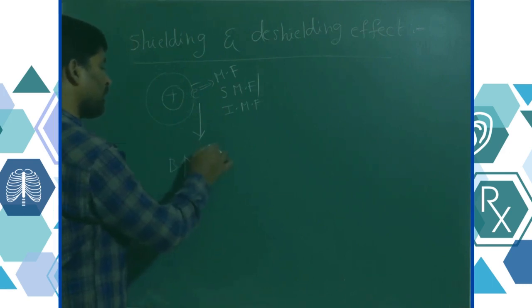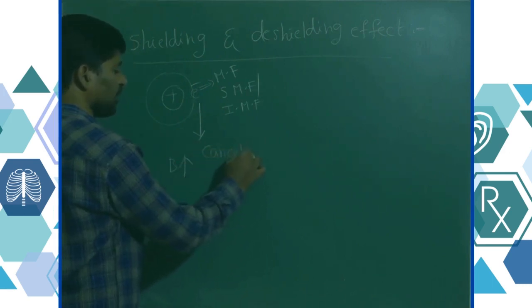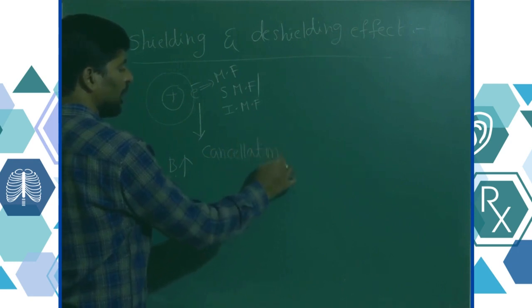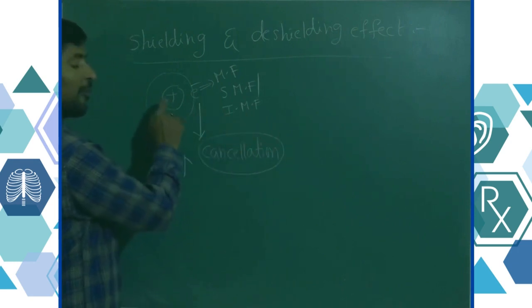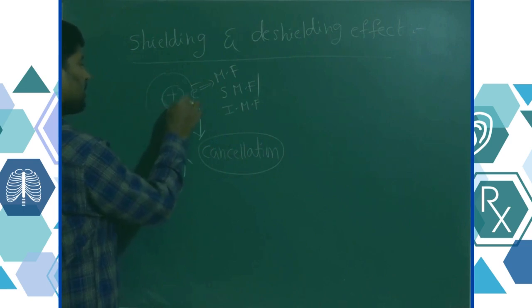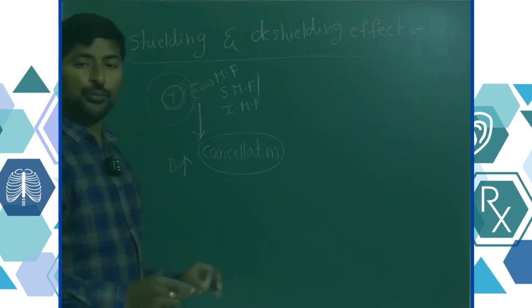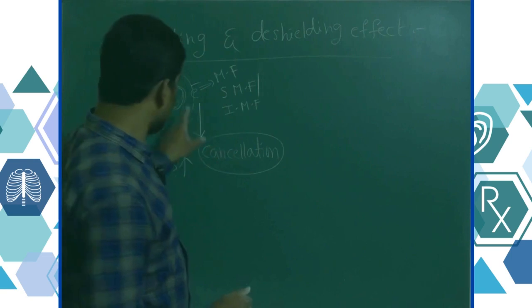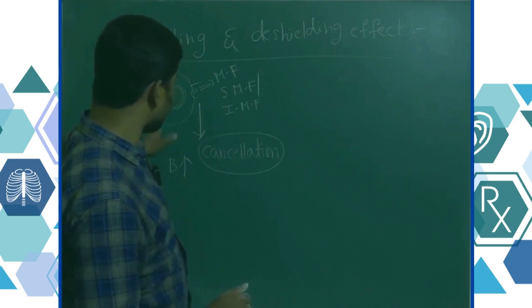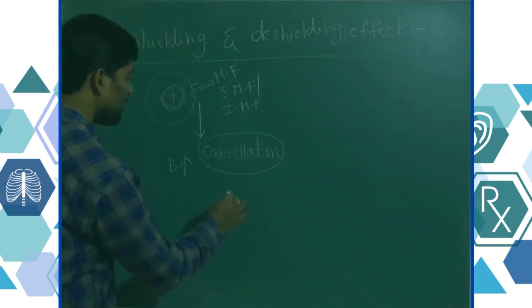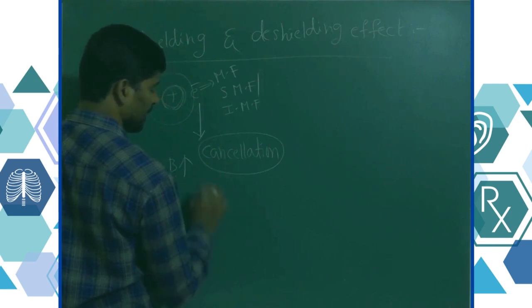So therefore, some cancellation of magnetic field takes place. So the effective magnetic field felt by the nucleus decreases. Whenever the effective magnetic field felt by the nucleus decreases, its precessional frequency also decreases.